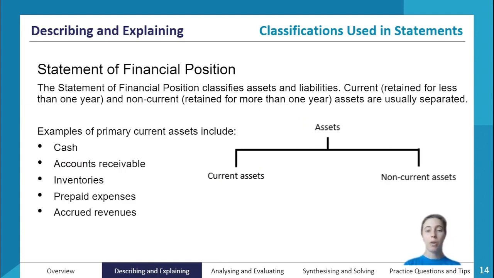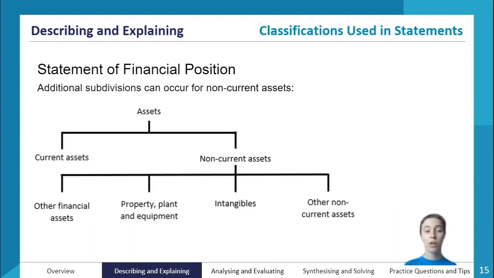Now let's have a look at the statement of financial position. So this classifies assets and liabilities. Now current assets are retained for less than 1 year, and non-current assets are retained for more than 1 year. And these are usually separated when it comes to classifying in our financial position statement. So some examples of primary current assets are cash, accounts receivable, inventories, and then our balance day adjustments with prepaid expenses and accrued revenues. You can see our common classification here, current assets and non-current assets.